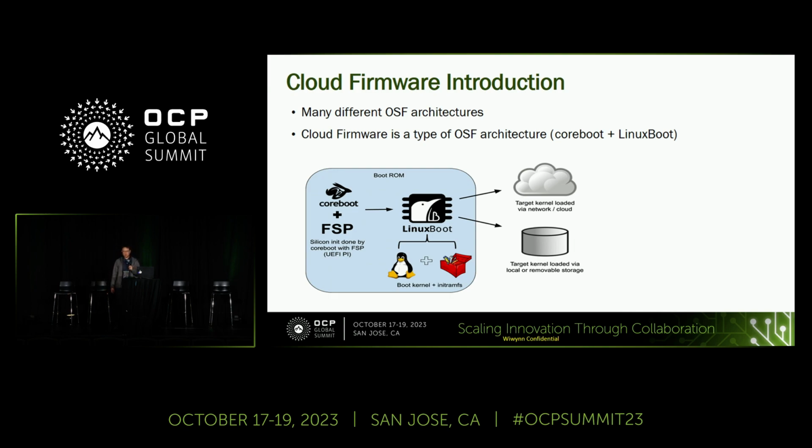So from the figure below, for the Intel platform, coreboot and Intel FSP handle the core silicon initialization and then jump to a payload called Linux boot. The Linux boot is a standard Linux kernel plus an initramfs user space, which can utilize the rich Linux environment. And finally, booting the target OS through kexec. The target OS can be booted from local storage or over network.